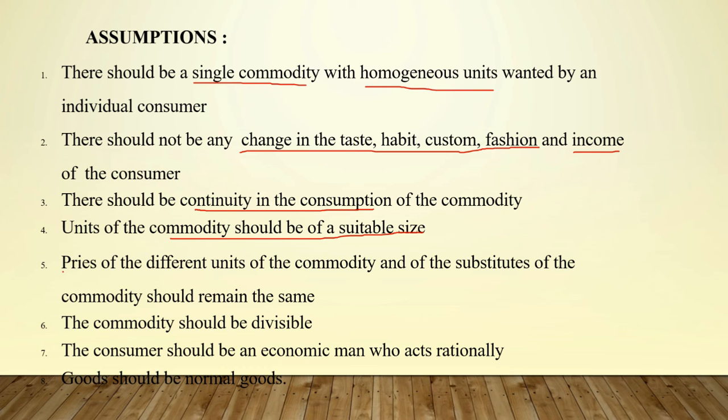Prices of the commodity and its substitutes are similar, the same. The commodity should be divisible. The consumer must be an economic man who acts rationally. He has the character of rationality. An irrational person does not come under the law of diminishing marginal utility.